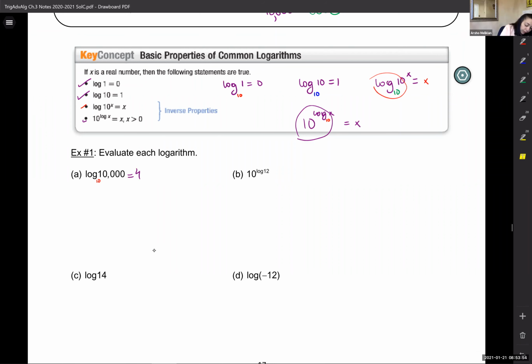In the next one, there is a hidden base of 10 here. So I have 10 to the log 10, which kind of goes away, leaving me with just 12.